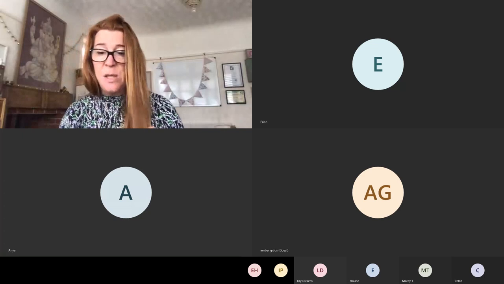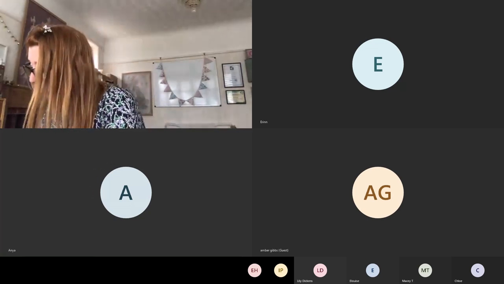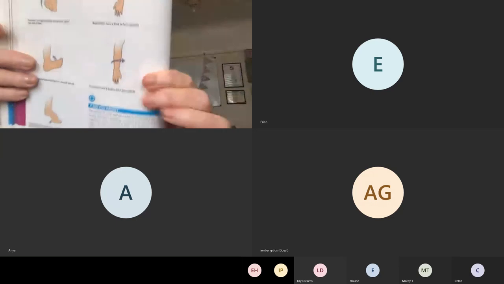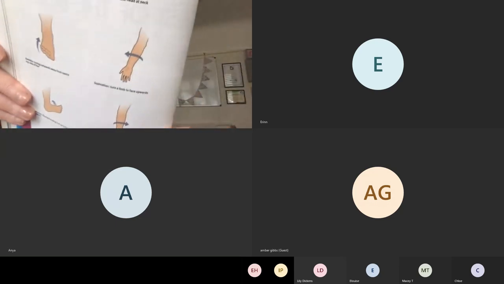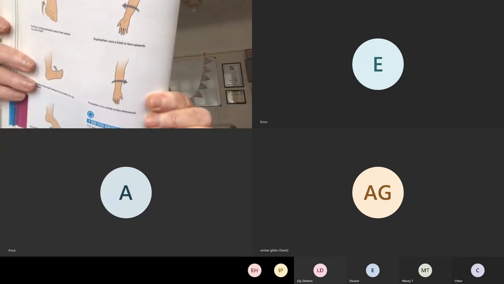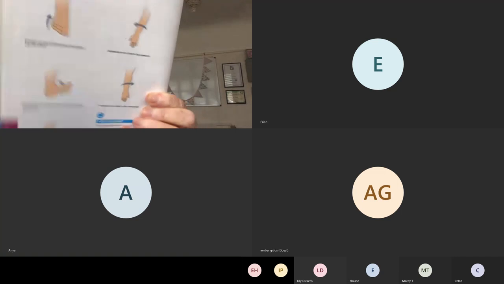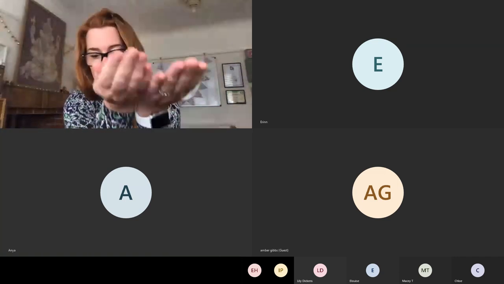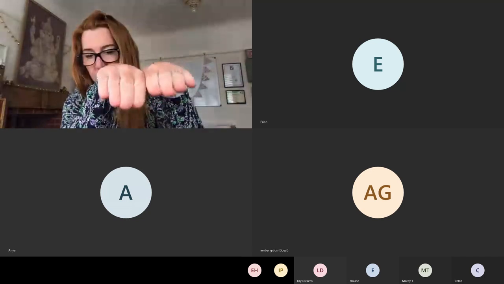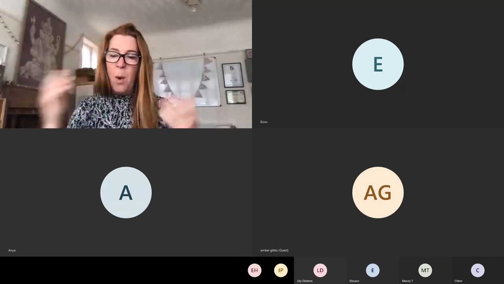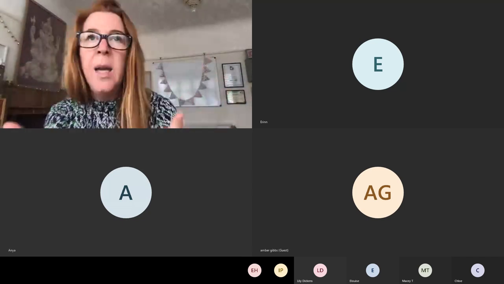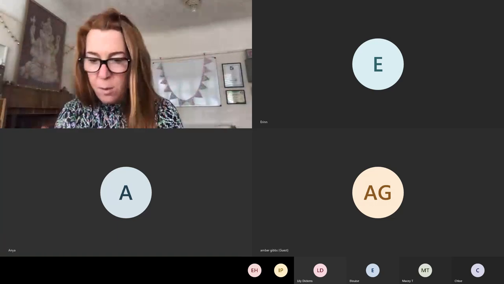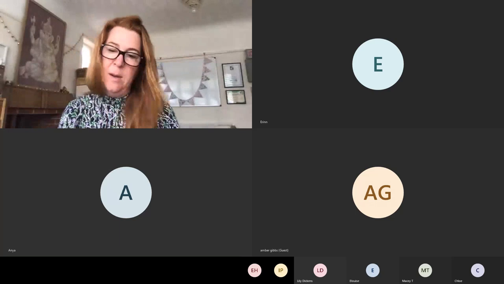And they've also asked about supination and pronation. Supination is face up. Pronation is face down. That's supination and that's pronation. But also when the body is lying supine, it's lying face up. And when the body is lying prone, it's lying face down.